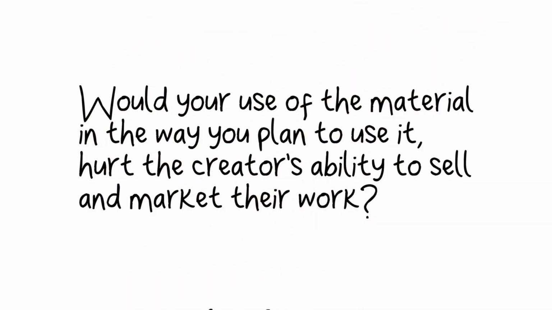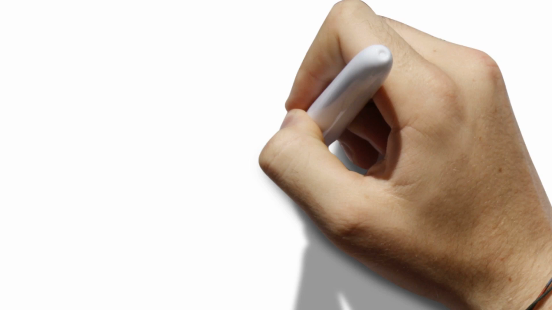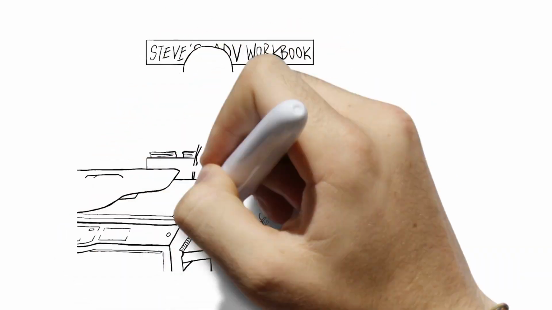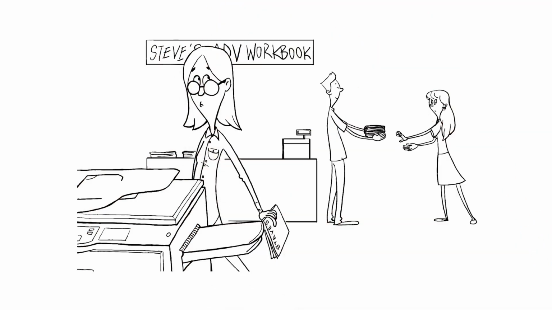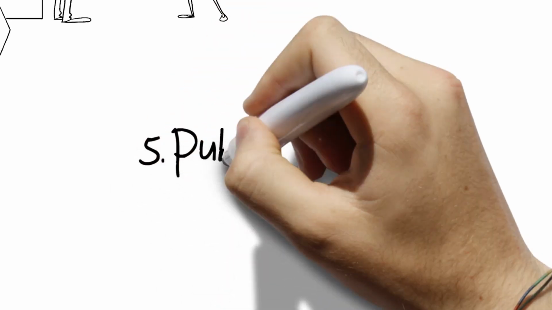and market their work? For example, if something is created specifically for students, like a math workbook, then copying pages from that book might really hurt the market share. In fact, many teachers buy just one workbook with the intention of making copies for all their students, and this is breaking copyright law. Luckily, not all resources online are copyrighted.